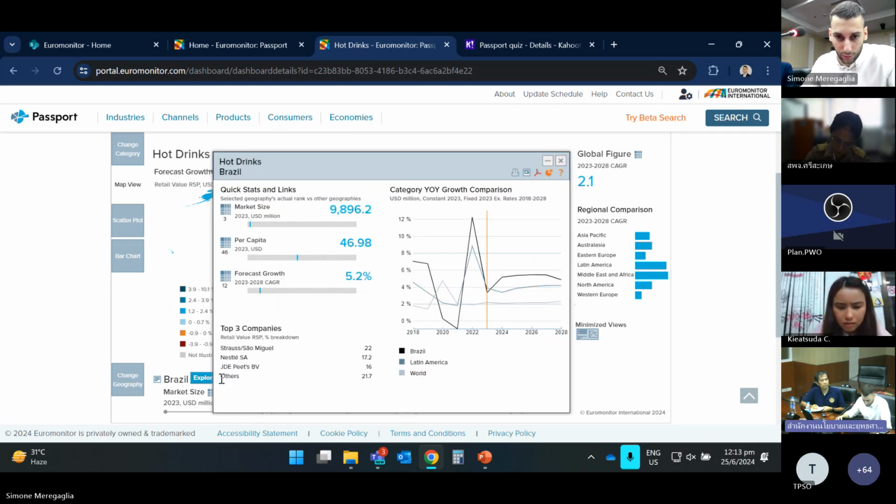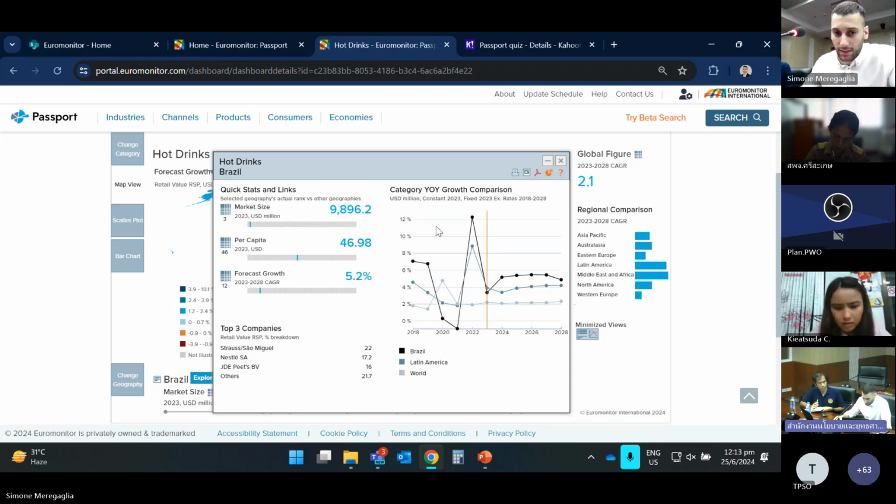And if I click on explore in detail, I will see the market size, I will see the per capita consumption, the forecast growth, and I will also see how Brazil stacks in terms of growth of consumption year on year versus Latin America. So the black line is Brazil. So Brazil is outperforming the whole of Latin America in terms of consumption of hot drinks in the next 5 years and compared to the world.